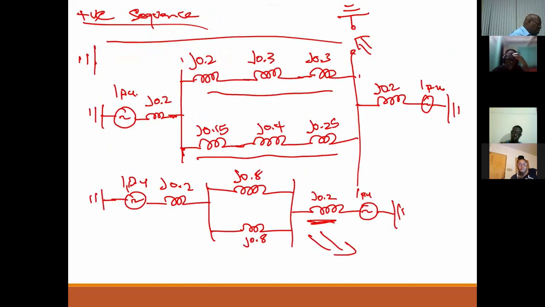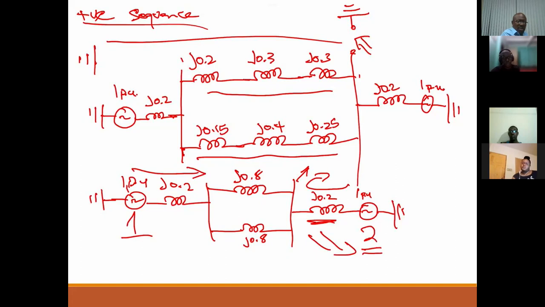So the current that is going to the fault would have had to come from this generator and that generator. This is generator one, this is generator two. So the current going into the fault will be fed by both generators. Agreed? And let's be clear, it doesn't really matter that there are two generators. It's just that you have positive sequence going into the fault from those two paths.